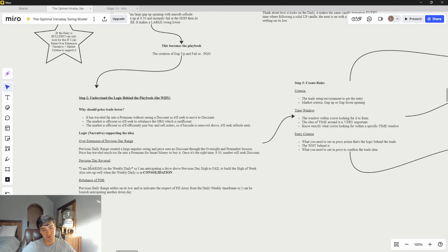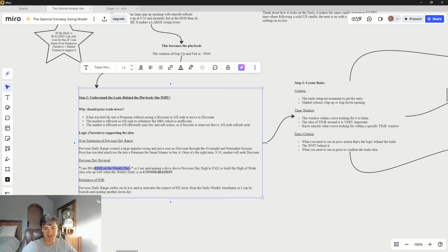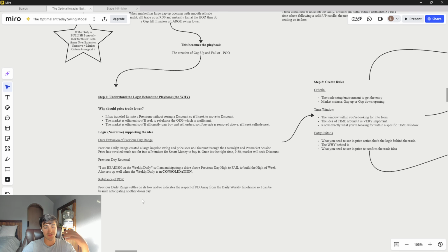The second narrative that I framed, previous day reversal. So if I am bearish on the weekly/daily time frame, I am anticipating a drive above the previous daily high to fail to build the high of the week. And it also sets up well when the weekly/daily is in consolidation. So if we're thinking in terms of the weekly power of 3, if we are bearish initially, we want to see the market drive up, right? Drive up above the previous day high. Offer the opportunity for smart money shorts to load into the marketplace to accumulate buy stops, buy side liquidity, be the counterparty to willing buyers at a high price. They're selling to those buy orders, to those buy stops.